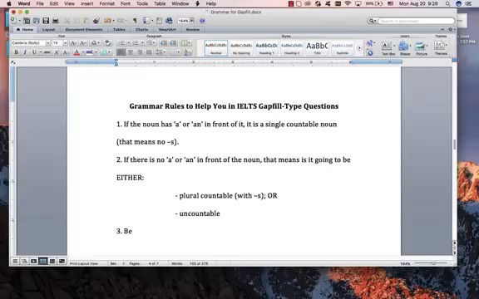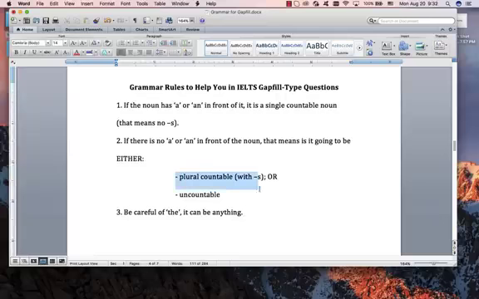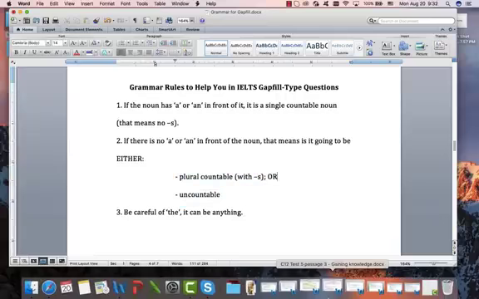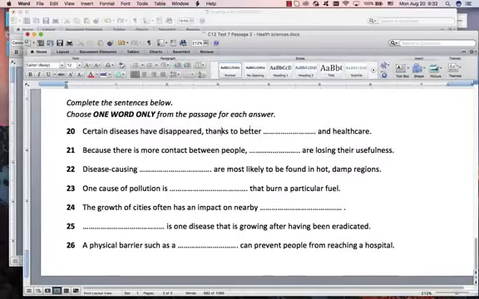Finally on this, I just want to say be careful of the. It can be anything. We can have the in front of plural, in front of single, in front of uncountable. So the does not give you any information. I'll just give you a quick couple of examples of this. Let's go to this. There is our adjective. We know we're looking for a noun over here. There is no a or an over here, so we know that this is either countable or plural. Another example is it has an impact on nearby what. There's no a or an over here, so we're looking for a noun which is either countable or plural.